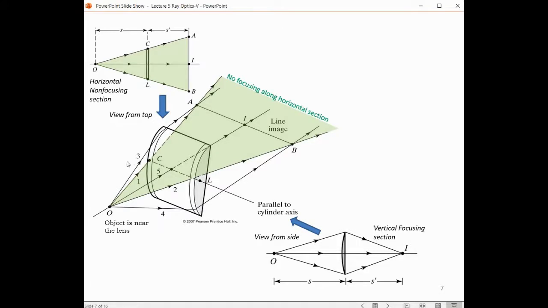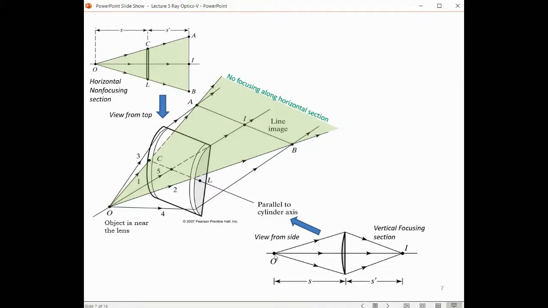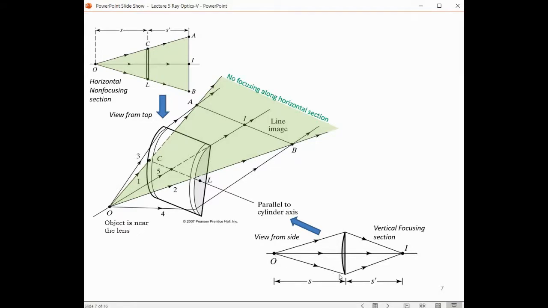Next, we consider ray 3 that would be incident onto the lens at the upper extreme, and this ray will be brought to focus to meet A here. And we take the fourth ray from O to the bottom extreme of the cylindrical lens, and this ray will be brought to focus at B. So if we view from the side, we will see that ray 3 and ray 4 will be brought to focus here. So the vertical plane has focusing property, whereas the horizontal plane is non-focusing.